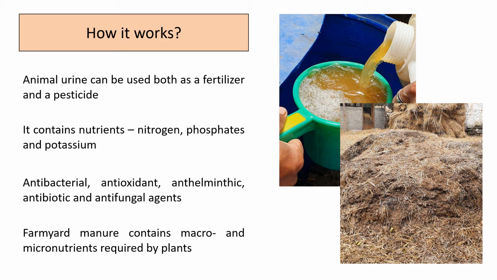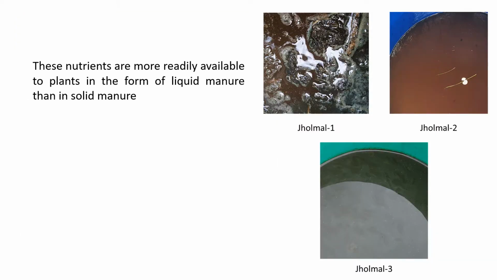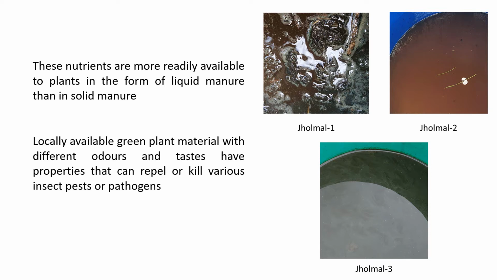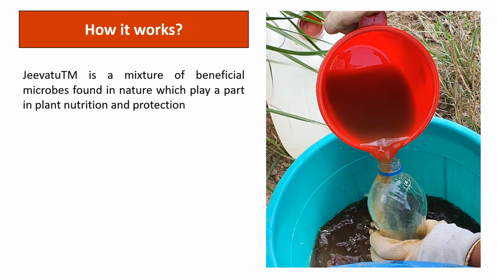Farmyard manure contains macro and micronutrients required by the plants. Moreover, these nutrients are more readily available to the plants in the form of liquid manure than in solid forms. The locally available green plant materials with different odors and tastes have properties that can repel or kill various insect pests or pathogens. Jivatu or effective microorganisms is a mixture of beneficial microbes found in nature which play a part in plant nutrition and protection.